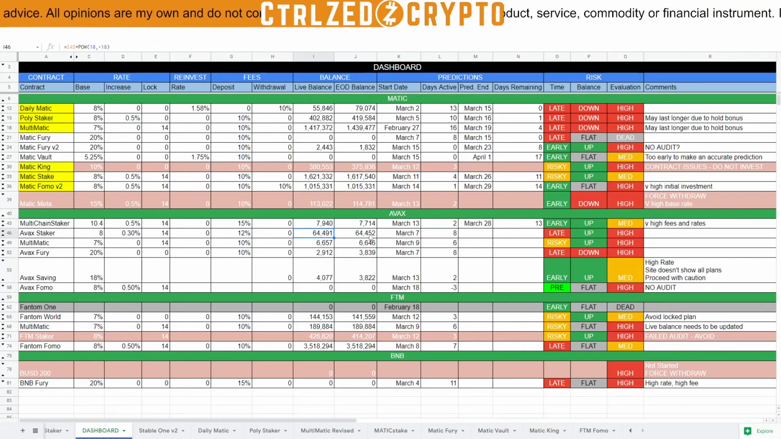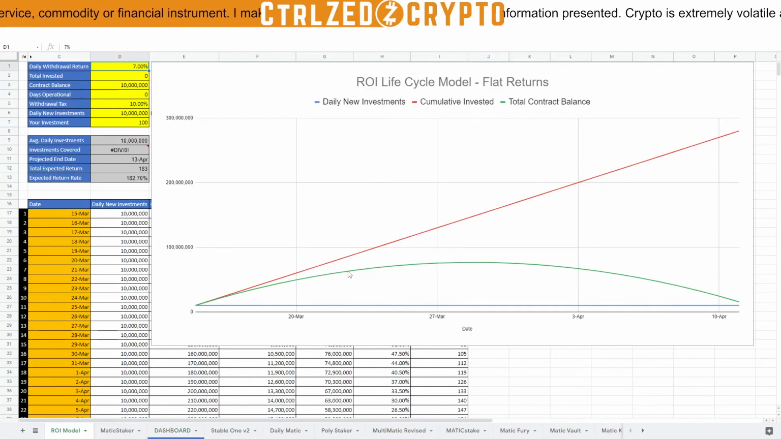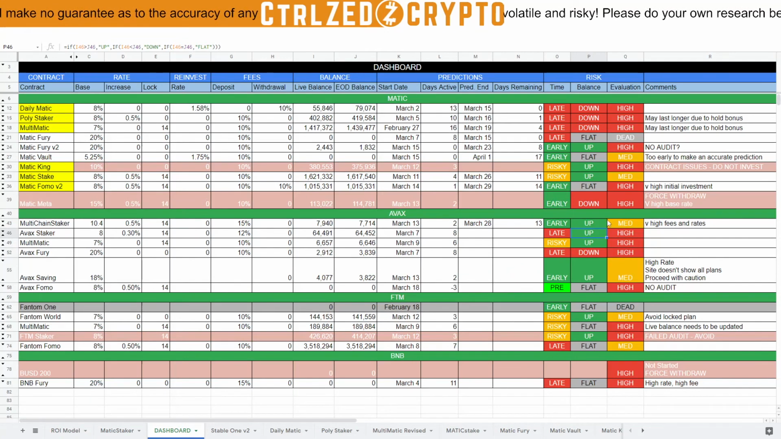Avax Staker, we're late and the risk is high. Contract is still going up, but you can see not much. So if we imagine the ROI model curve, looks like we're kind of around this section on our way down. And in my opinion, it's not a good time to invest in Avax Staker.